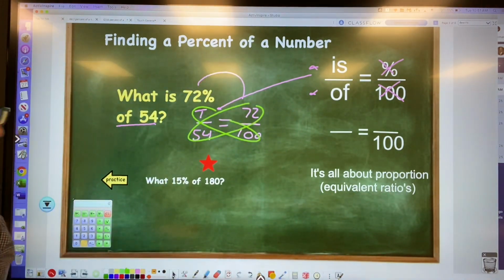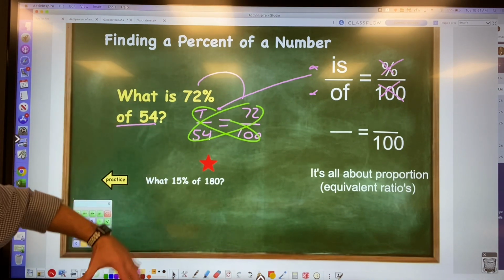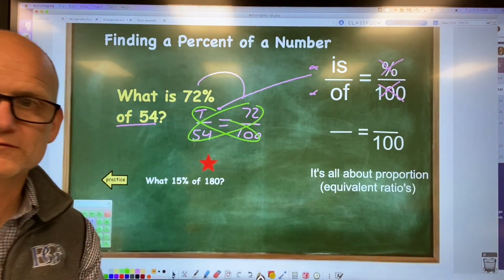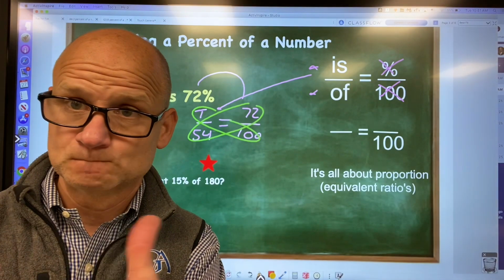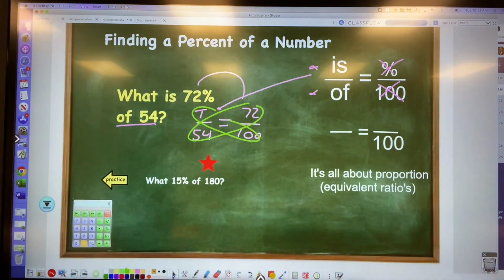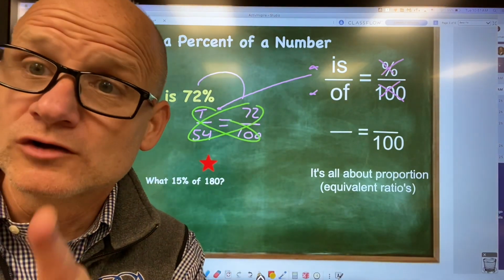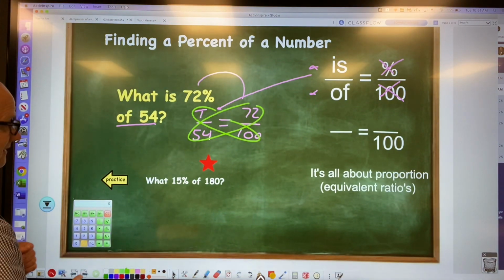So you guys press pause and try this one. What is 15% of 180? Same kind of question. Look at what I did here if you need reference. Press pause and solve this. Okay, welcome back. We're gonna go over this one tomorrow in class. Look at the next problem.